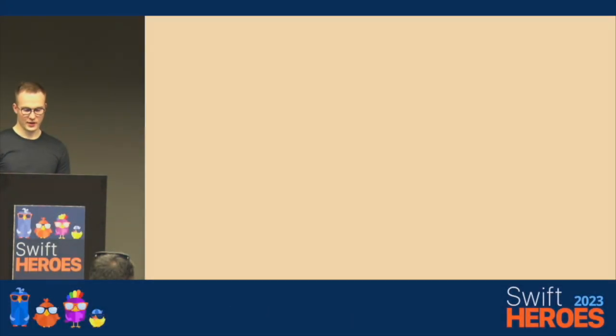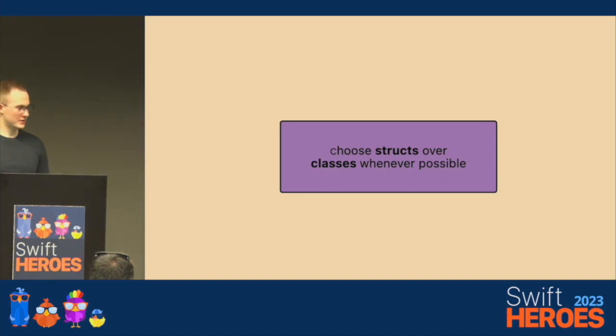Hello everyone. Apple recommends to choose structs over classes whenever possible. Obviously, because they are value types, but what does it mean, and is it the only reason?